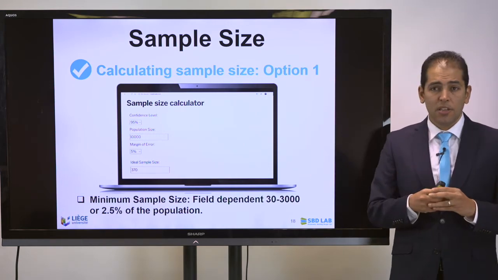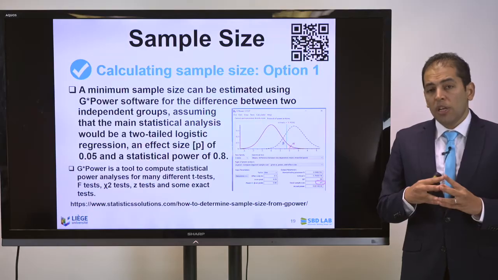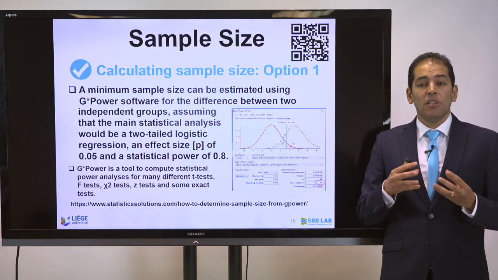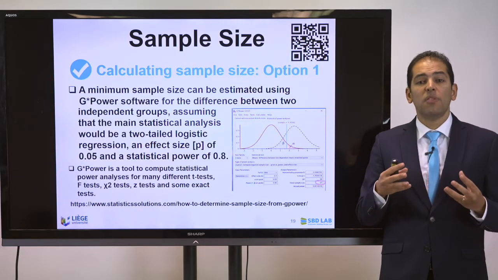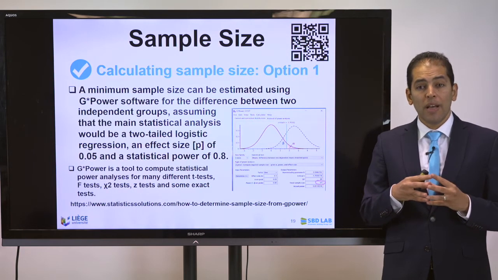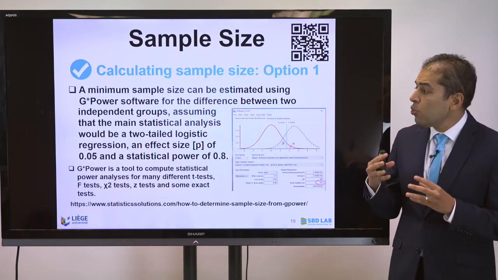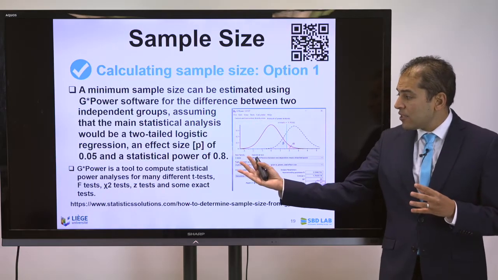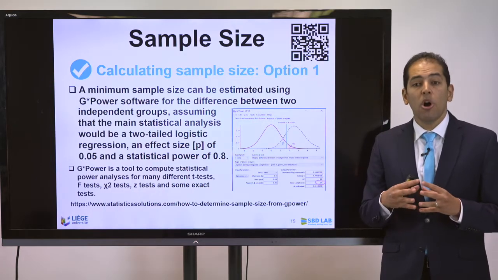Or like I say here, the value of 2.5. Also, there is another way that we can use, still as option 1, which is to have a minimum sample size that can be estimated using a specific software called G*Power, for the difference between two dependent groups, assuming that the main statistical analysis would be a two-tailed logistic regression, an effect size of 0.05, and a statistical power of 0.8.